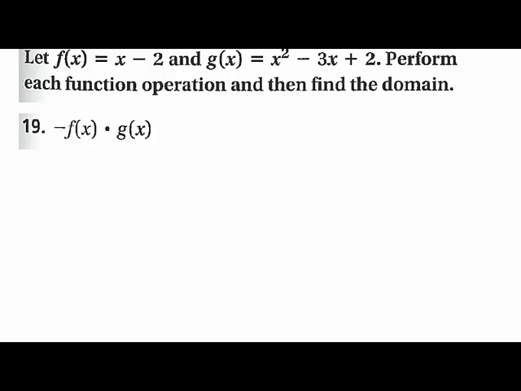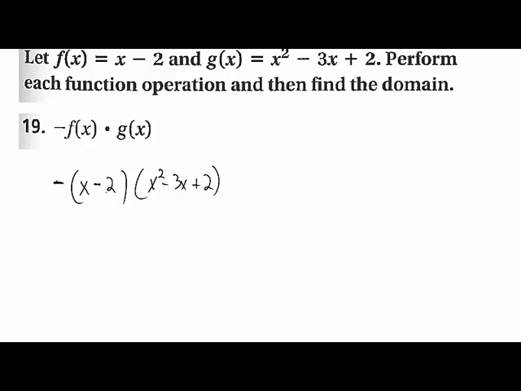For 19, instead of adding the functions, now we're multiplying. So we have negative f of x. Now here's the thing, there's a negative in front of the whole function. So again, you want to use parentheses most of the time, so this negative kind of distributes. It's going to be negative f of x multiplied by g of x. Now let me finish that and then write the parentheses.